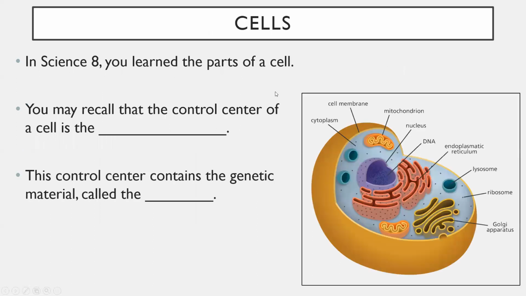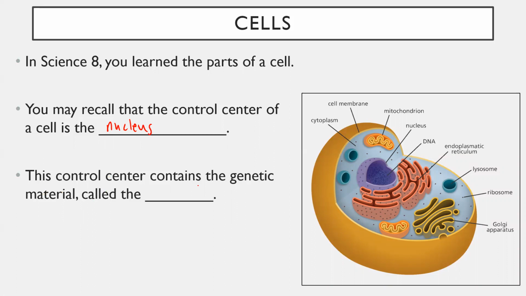Let's get rolling. So for cells, I want to remind you that in Science 8 you learned the parts of a cell. You might recall that the control center of a cell is the nucleus. The nucleus, which is right here, is the control center of the cell. So basically that's the part of the cell that's issuing all of the commands and orders, and it's making it actually determine what's going on. So if you wanted an analogy, the nucleus of a cell is like a brain on a person.